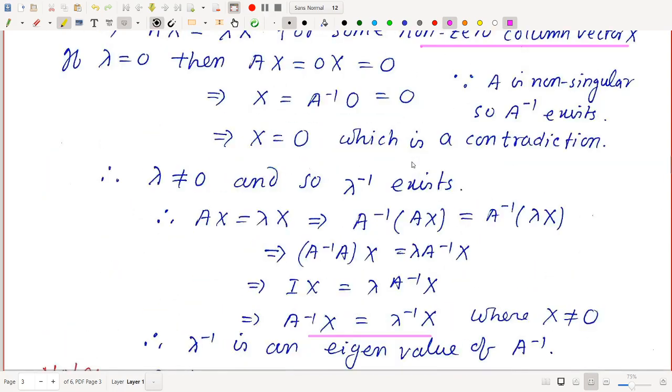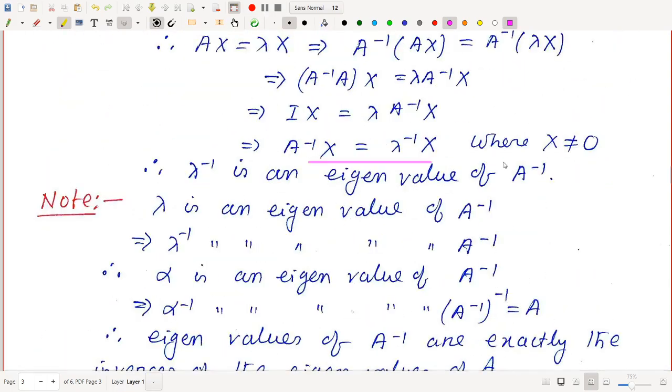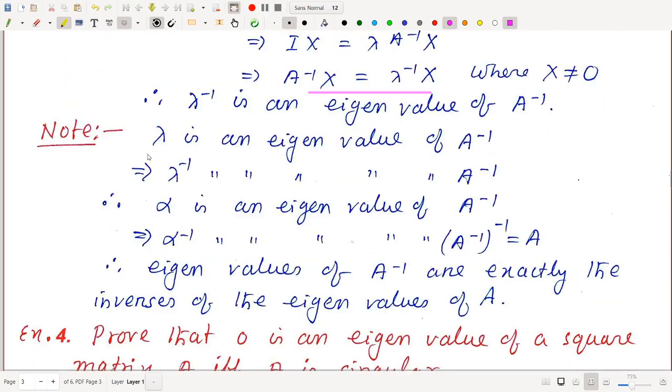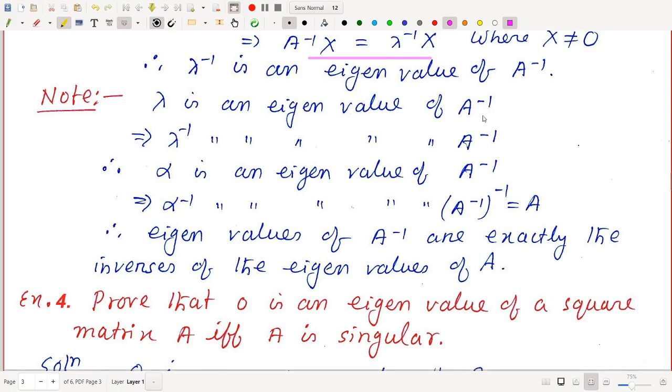So we have proved if lambda is an eigenvalue of A, lambda inverse is an eigenvalue of A inverse. Now one observation: lambda is an eigenvalue of A inverse implies lambda inverse is an eigenvalue of A, not A inverse. So this is wrong. This is A. Lambda is an eigenvalue of A implies lambda inverse is an eigenvalue of A inverse.